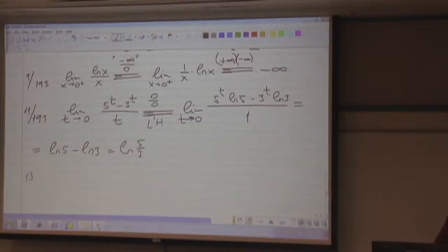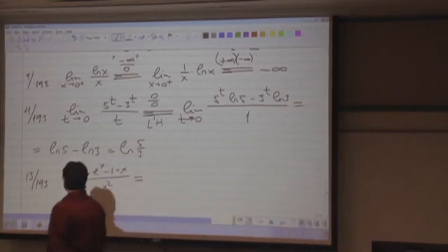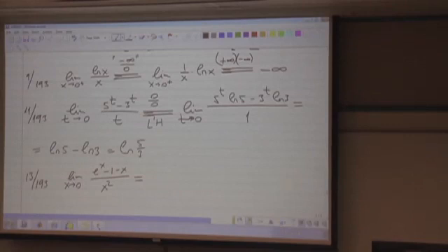Okay, how about 13? The limit as x goes to 0 of e to the x minus 1 minus x divided by x squared. So, again, you have fun with this and tell me what you get. I'll give you a hint, the answer is 1/2. Don't know if that actually helps. And I'll give you another hint. Once you apply L'Hopital's rule once, you'll end up actually having to apply it again.